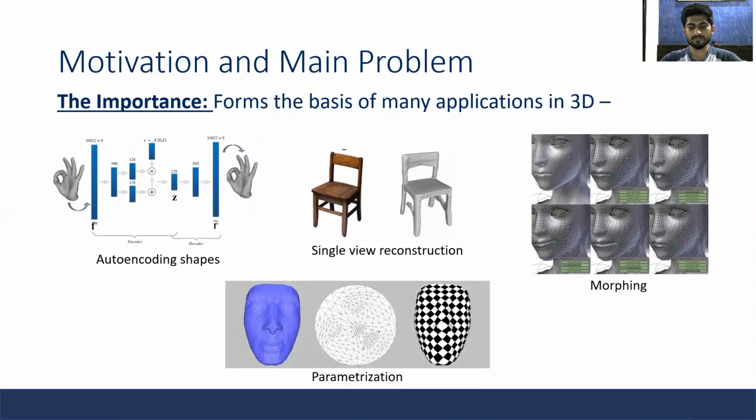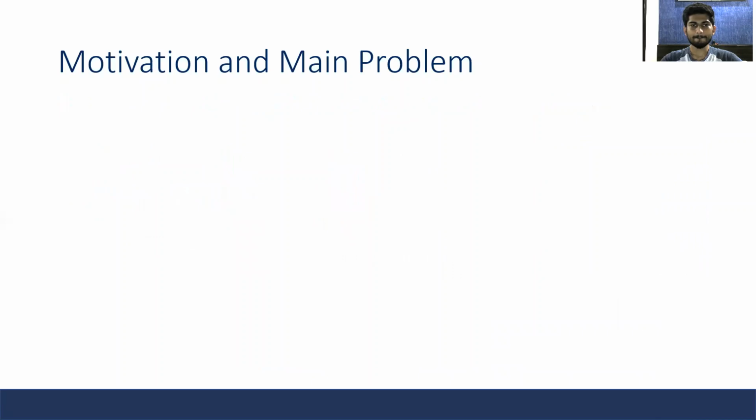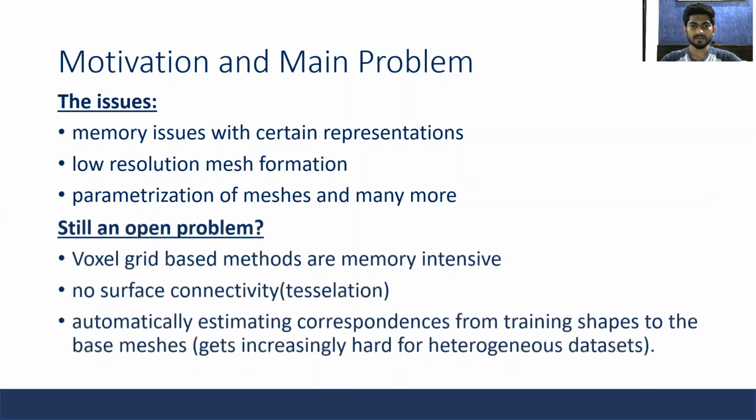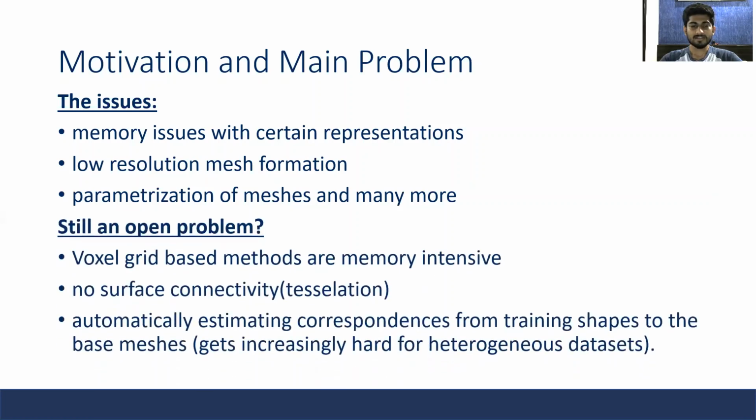The parametrization part is still an open challenge because it is a very difficult geometrical problem where you have to map points from a 2D space into a 3D space. The issues with the current approaches are memory issues with certain representations like voxel grids, as well as resolution mesh formation and parametrization of meshes. Like I said, it's still an open problem.